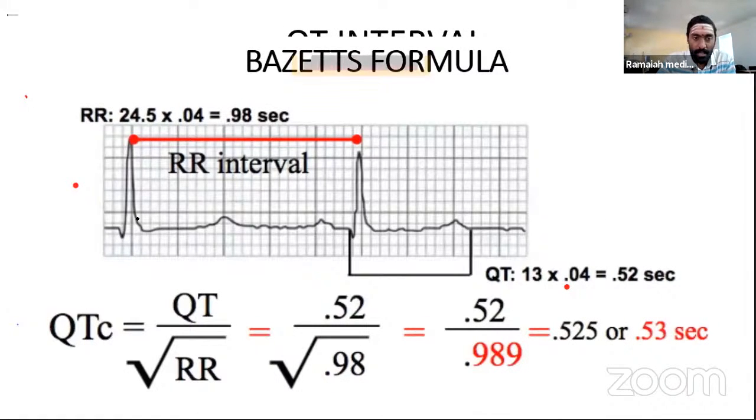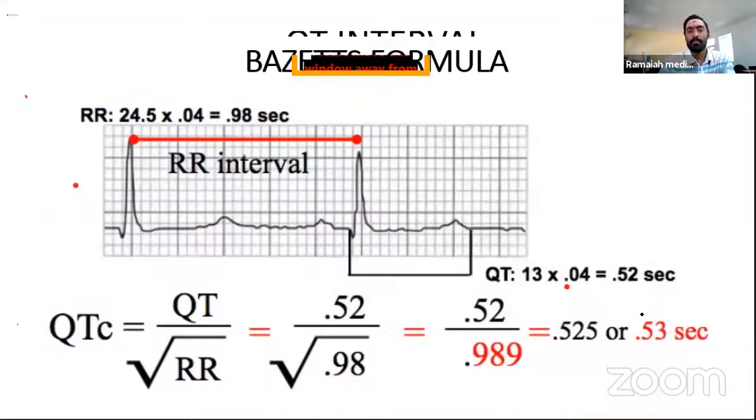So what is Bazett's correction? You take the onset of the Q wave till the end of the T wave here. You calculate that in seconds. All of these are calculated in seconds. So the QT interval in seconds, we get it as 0.52. And the RR interval here, from one R to the other R, is 24.5 small squares: 5, 10, 15, 20, 24 and a half. So it comes to 0.98 seconds. You take the root of that. So you get 0.53 seconds, or 530 milliseconds, which is clearly abnormal.